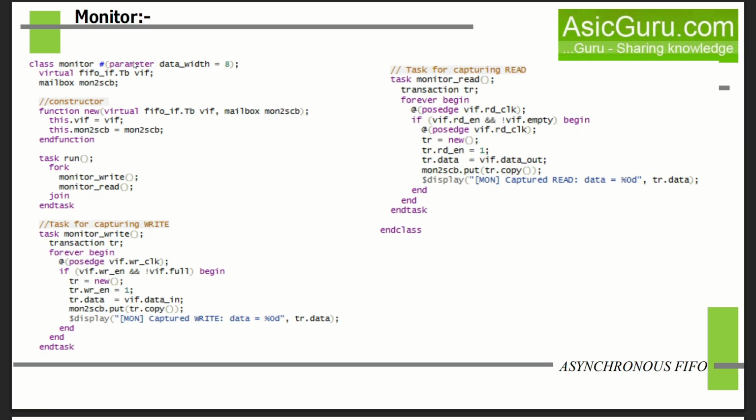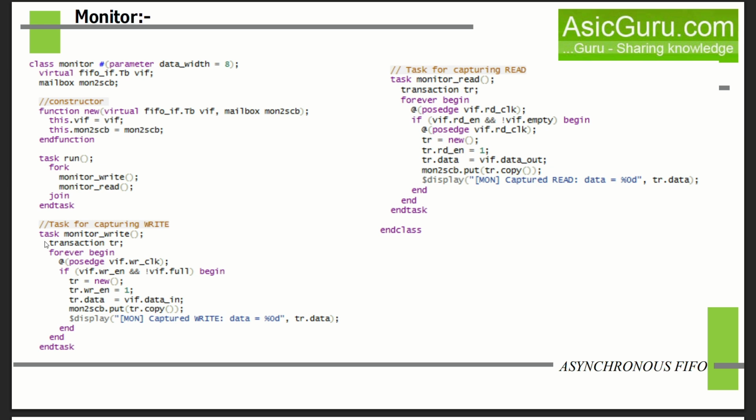Monitor observes the data from the interface and passes it to the scoreboard. Now let's see the code for monitor. Monitor requires the interface and mailbox. Here is the constructor where we initialize the interface and the mailbox. Then we run monitor write and monitor read in parallel by using the fork join. Here is the task for the write and here is the task for the read.